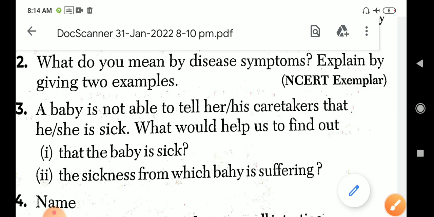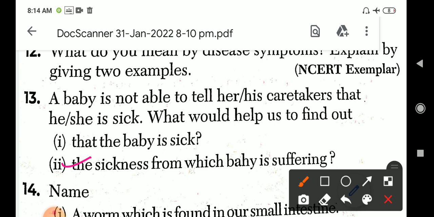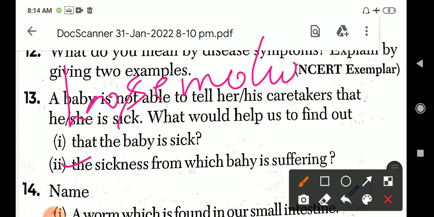The next: the sickness from which the baby is suffering. How do we find that out? Some symptoms will be there. If there is loose motion and stomach pain, then what could it be? It may be related to the intestine, and this indicates diarrhea. Then second may be high fever, headache, muscular pain, shivering, feeling very cold and then sweating, so this is malaria.